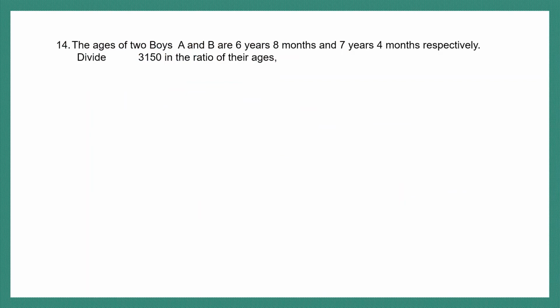Question 14. The ages of two boys A and B are 6 years, 8 months and 7 years, 4 months. That means this is the age of boy A and this is the age of boy B. Divide 3,150 rupees in the ratio of their ages.